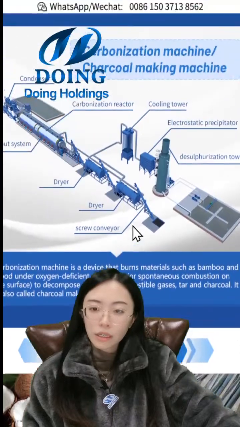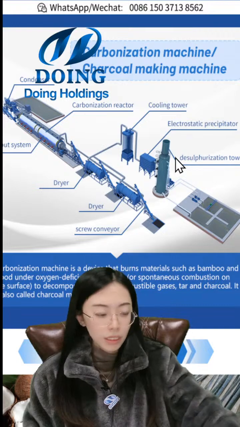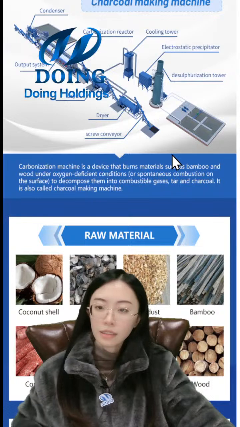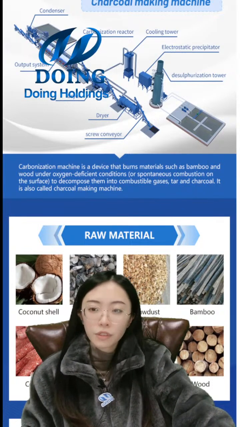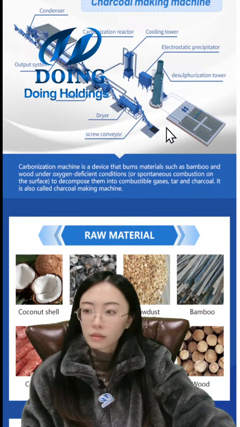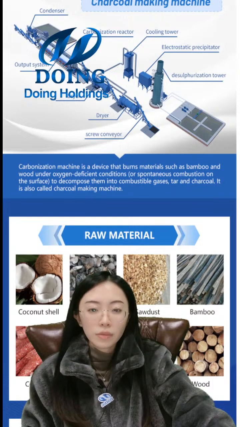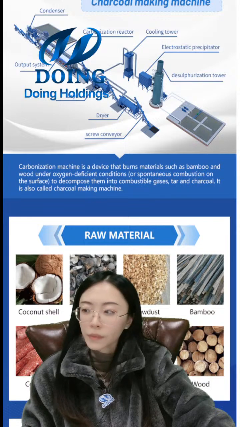So here is the 3D layout of the carbonization furnace. And what is carbonization? It shows very clearly. The carbonization machine is a device that burns materials such as bamboo and wood under oxygen-deficient conditions, or just under spontaneous conditions on the surface, to decompose them into gas, charcoal, tar, and so on. So it is called a charcoal making machine.